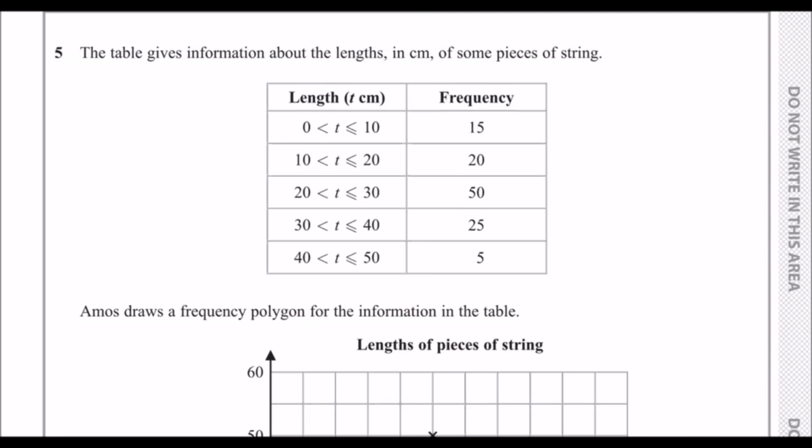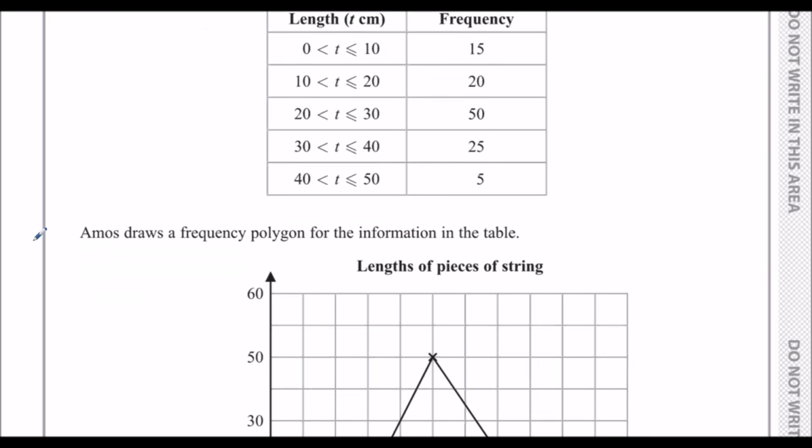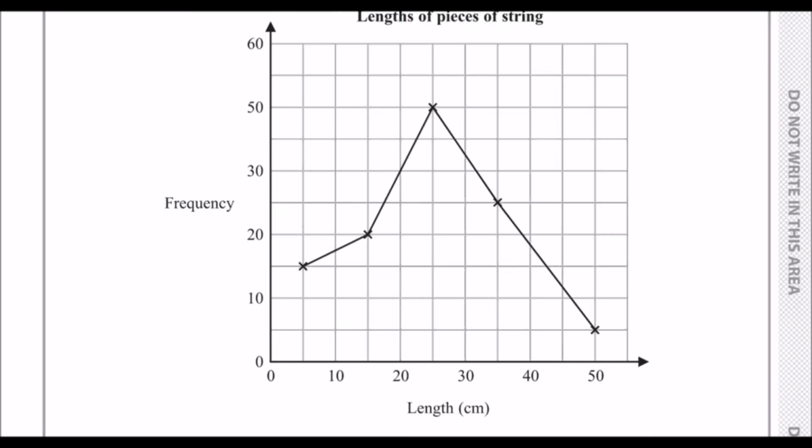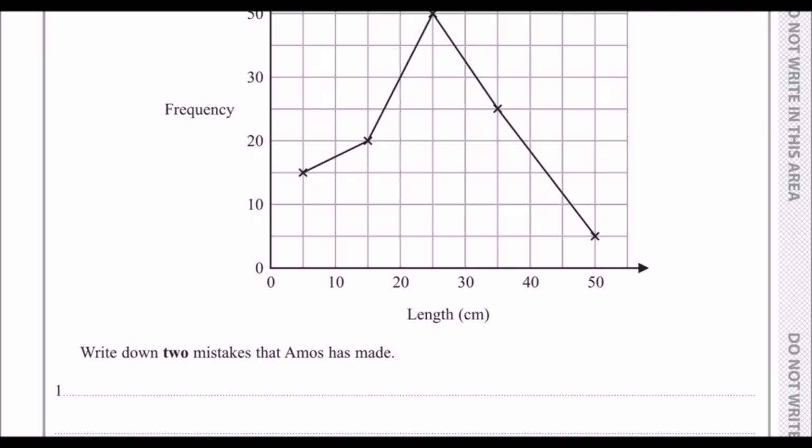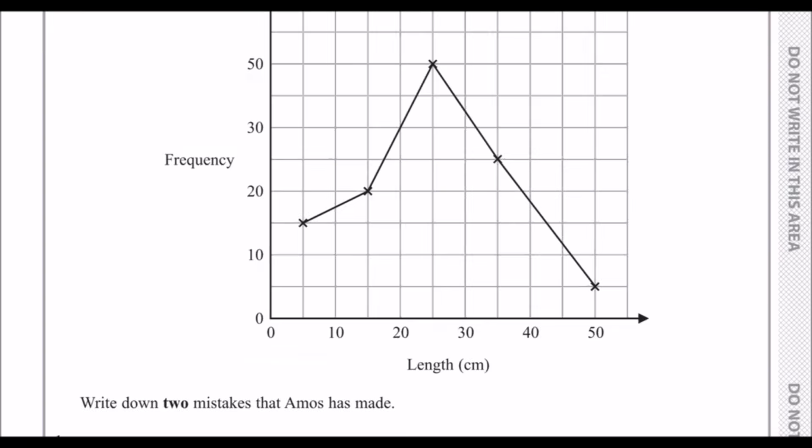Question 5. The table gives some information about the lengths in centimeters of some pieces of string, and Amos draws a frequency polygon for this information. Write down 2 mistakes that Amos has made.